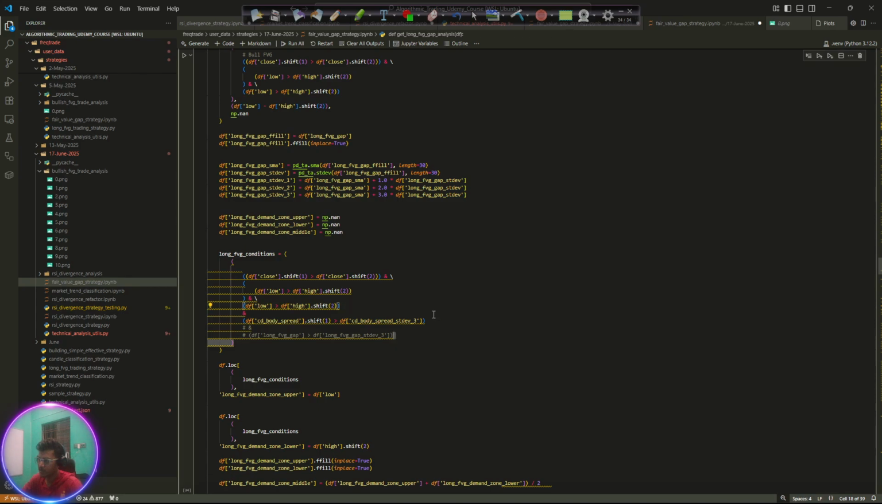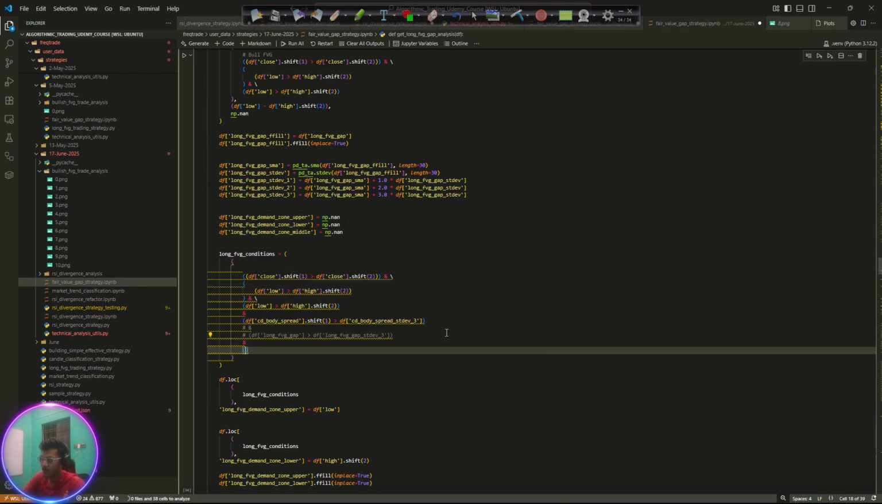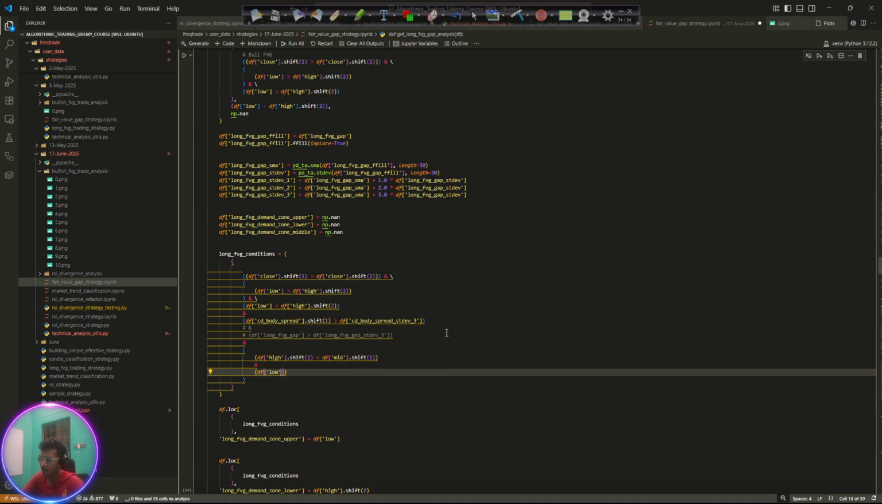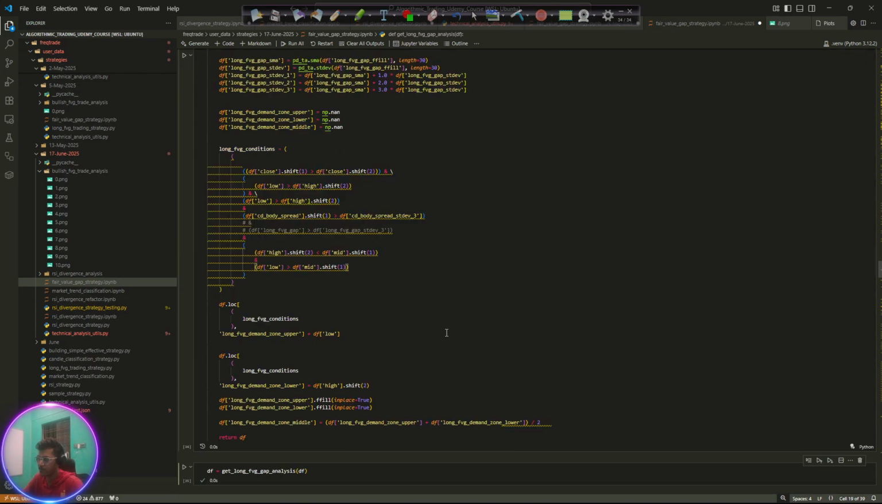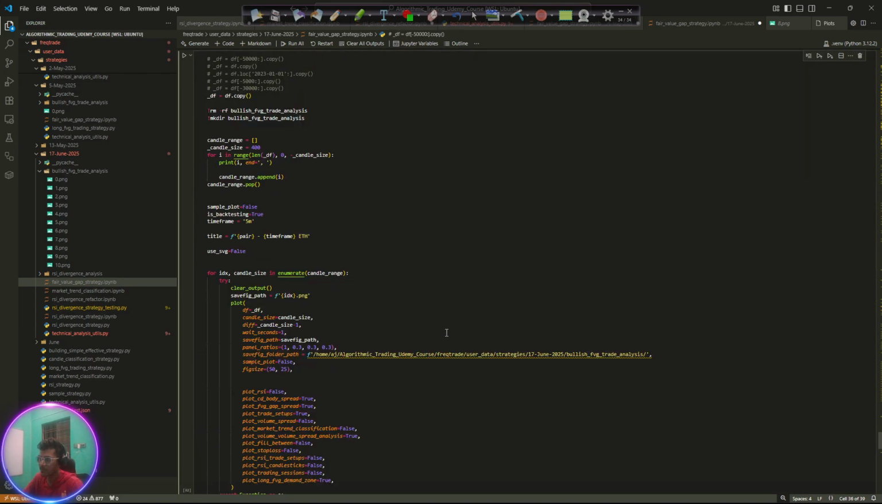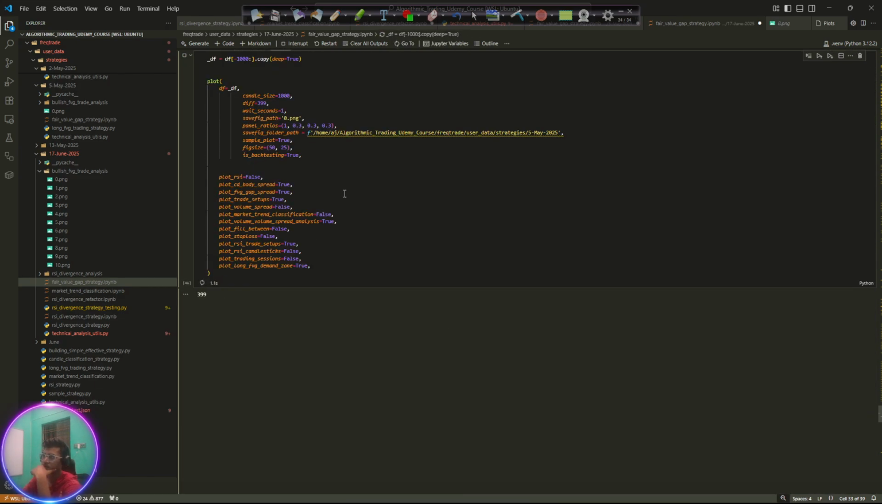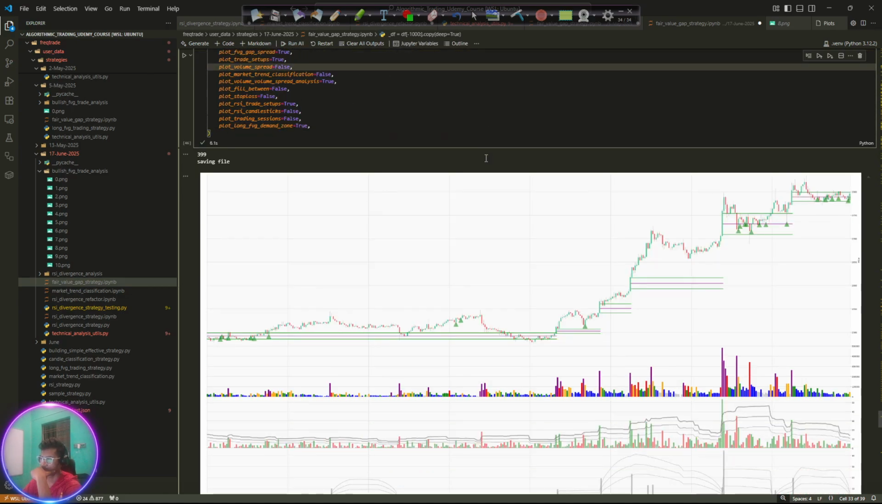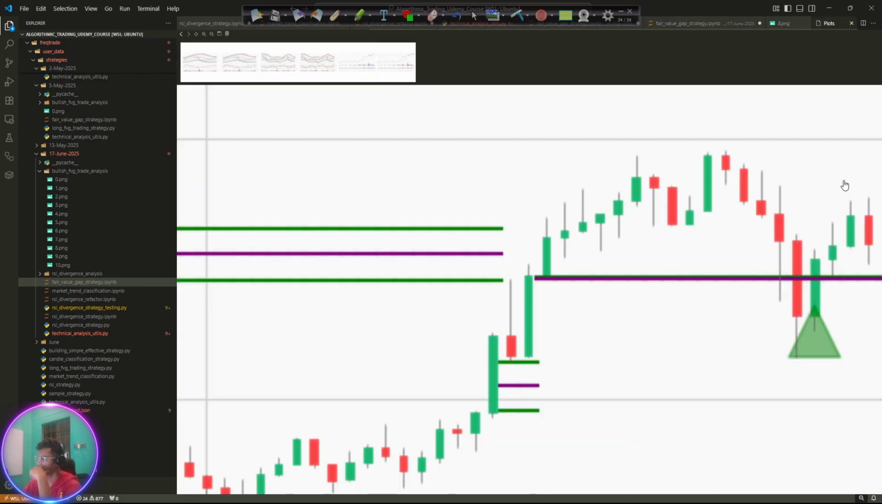change it. So what we want is the high of shift two to be less than mid of shift one, the previous candle, and the low of the current candle should be greater than mid of shift one. All right, let's see. All right, so here we go.